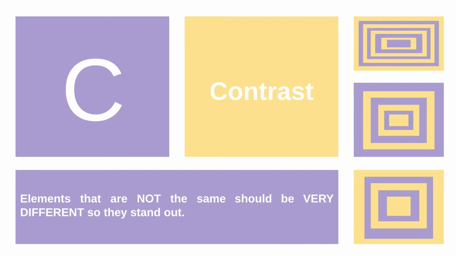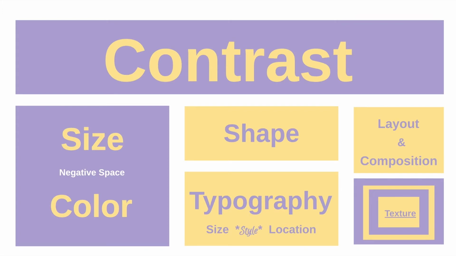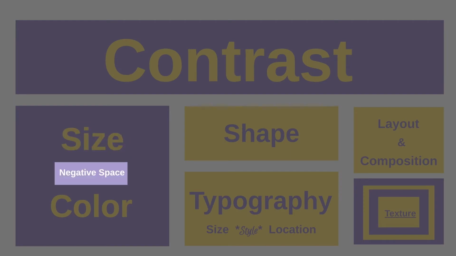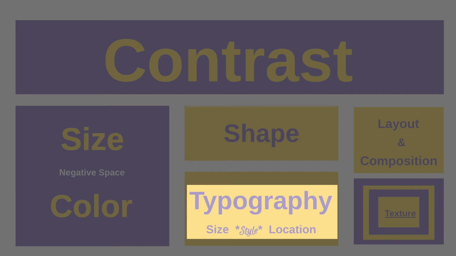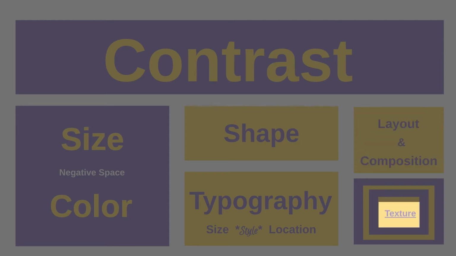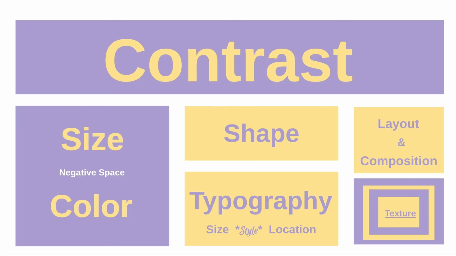As you can see on this design, we have our school colors, and we have white, and we have different size of fonts, and we have a few different shapes. Contrast. But to get more specific, contrast can involve size, negative space, color, shape, typography, size, style, and location, layout and composition, and texture. All of these things should be considered when thinking about contrast.